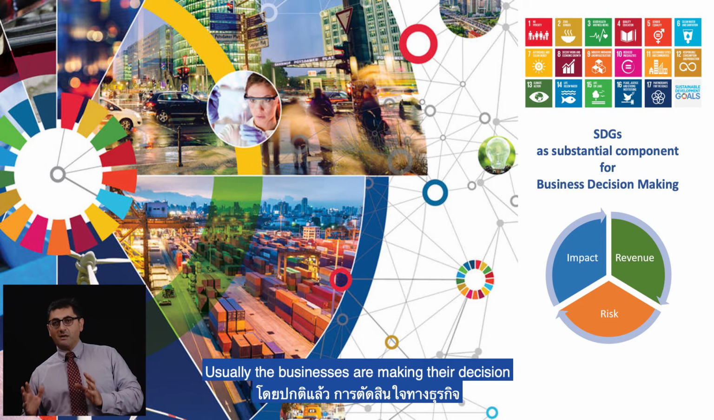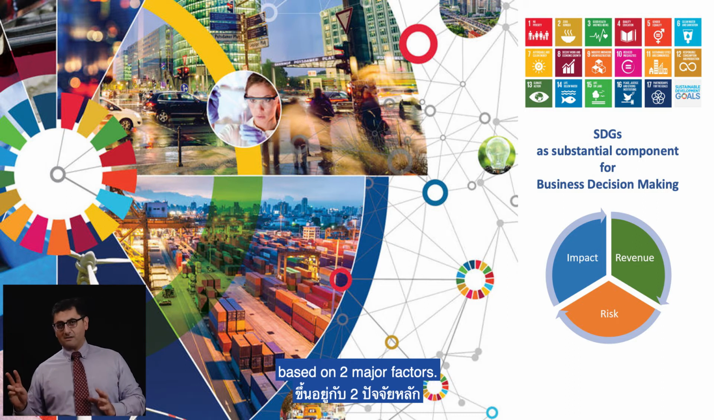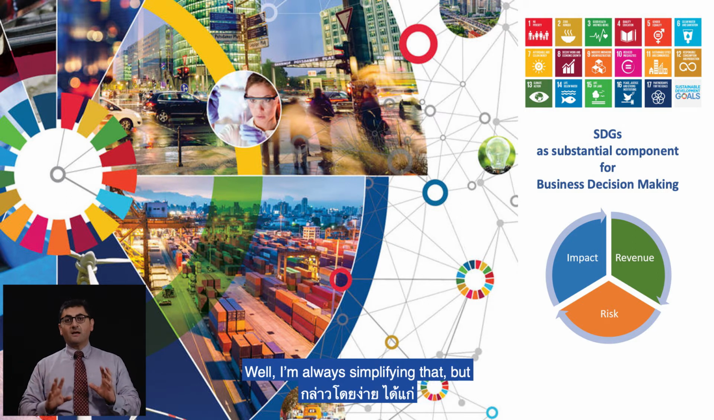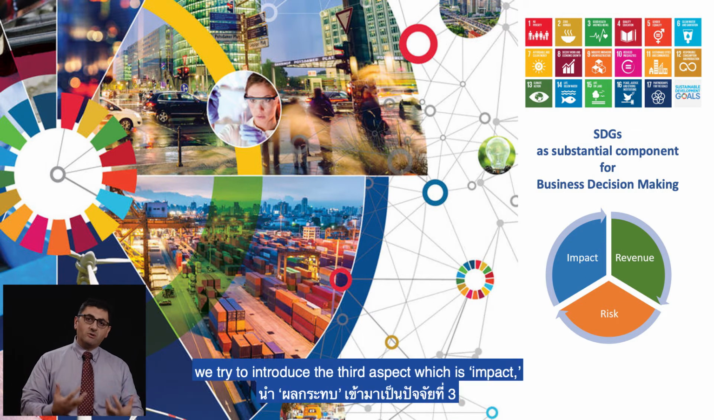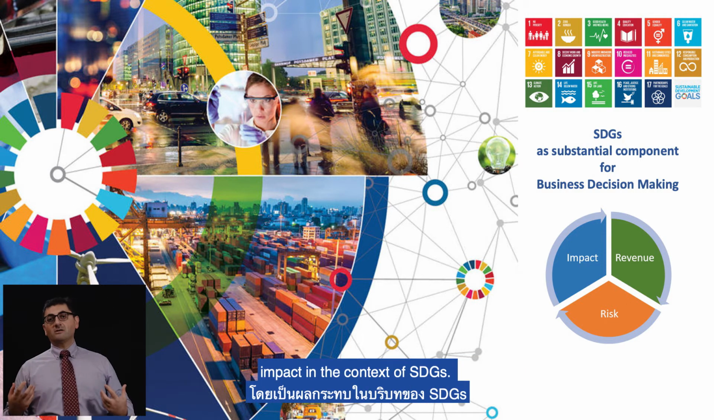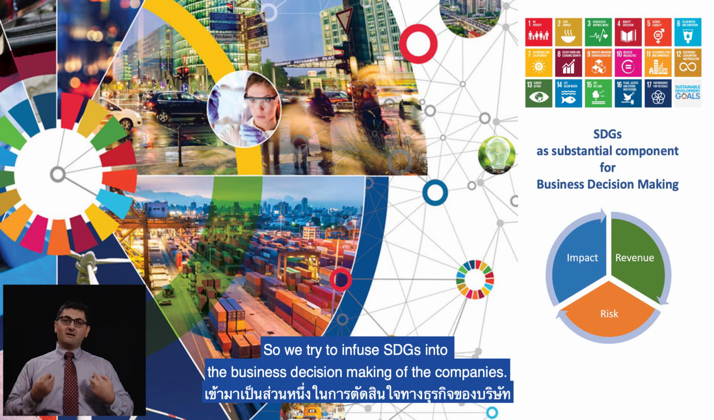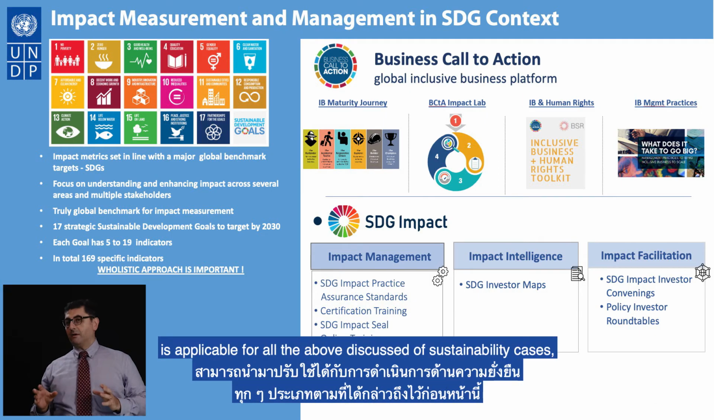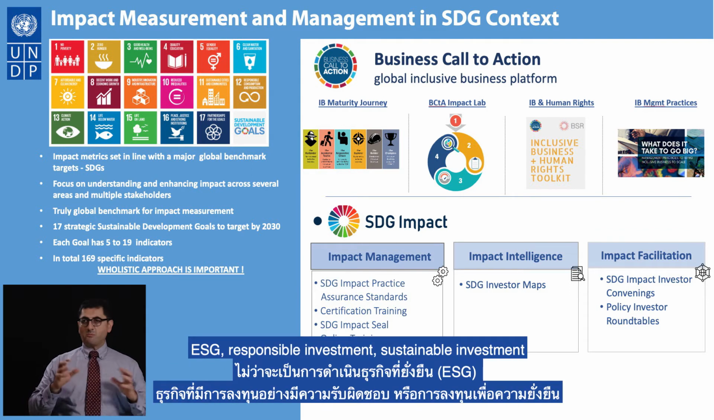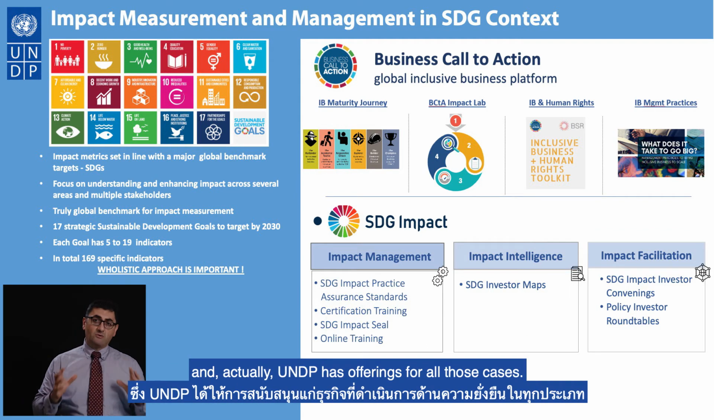Usually businesses make their decisions based on two major factors. Well, I'm oversimplifying, but those two factors are revenue and risk. Now what we try to do is introduce a third aspect, which is impact in the context of SDGs. So we try to infuse SDGs into the business decision making of companies. The SDG context is applicable for all the sustainability cases discussed above: ESG, responsible investment, sustainable investment, and UNDP has offerings for all those cases.